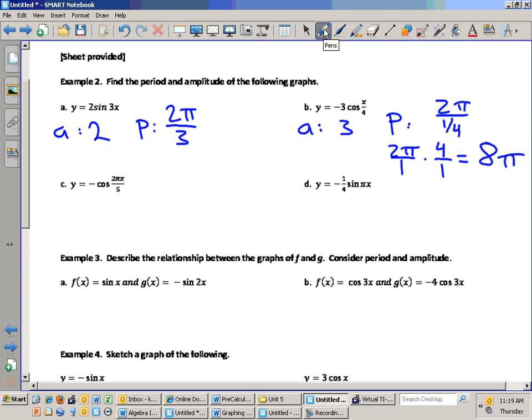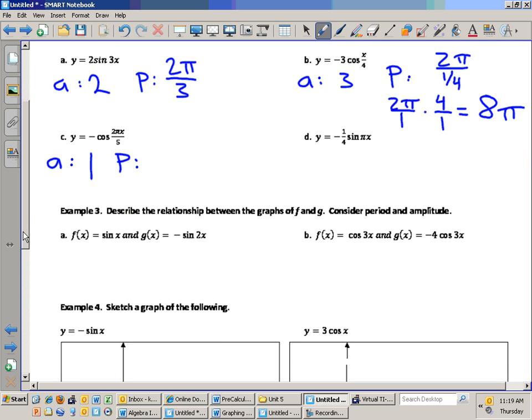How about C? What's the amplitude here? 1. Very good. Period. I take 2 pi and divide it by what is multiplying x? 2 pi over 5. Again, I don't like to divide fractions, so I could write it as 2 pi over 1 times 5 over 2 pi. And I get 5.